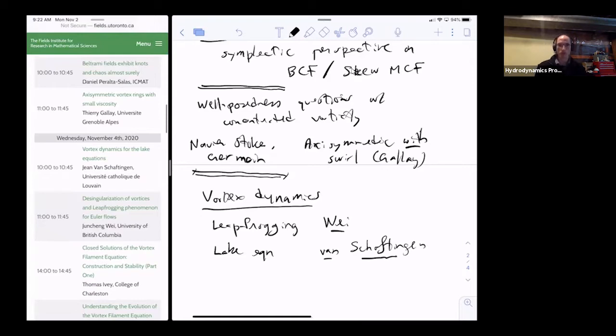And so van Schaftingen will prove a generalization of the result that we've been discussing, this result about translating solutions of Euler for the lake equation, which we've also discussed. And so these are both Wednesday morning, starting at 10.